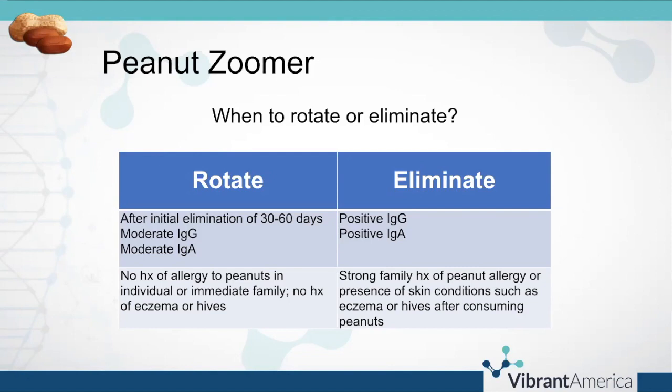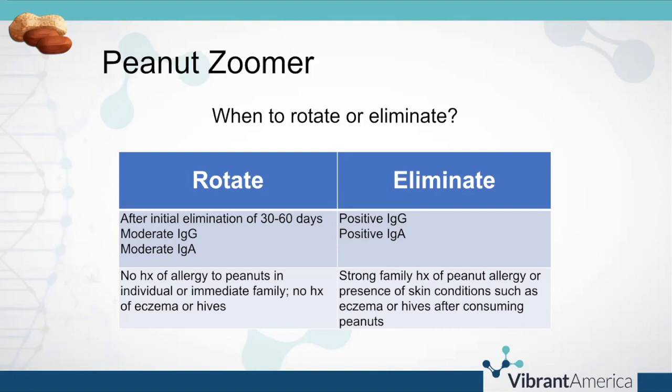In the individual, definitely, but then also if there are peanut allergies in the immediate family, so parents, siblings, or children, or if the individual has a history of eczema or hives, particularly in and around the times they consume peanuts, again, consider running a peanut component and probably not reintroducing peanuts in that patient until you've confirmed the full spectrum of possible reactions in that patient is not coming from peanuts.